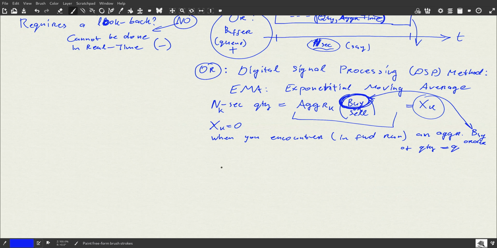This requires some care. So in the simplest case, but this simplest case might not work for us, we do it in the following way. The new value of xk is going to be some coefficient alpha times the new quantity which you have received, plus 1 minus alpha times the previous value of xk. So you update it this way.